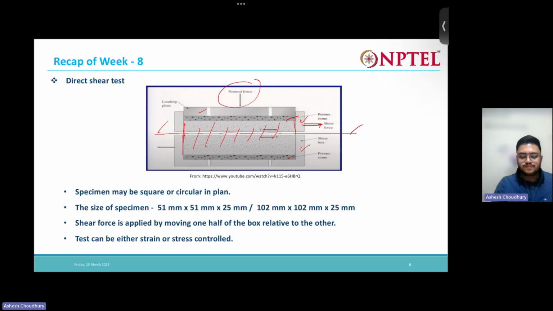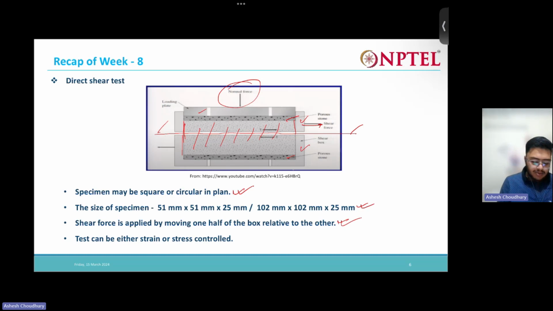Yeah, so what we do is we put the soil in this square box. The specimen we put in this box. This box can be either square or circular, and the standard sizes of the specimens are also given here. So what we do, shear force is applied by moving one of the boxes relative to the other.